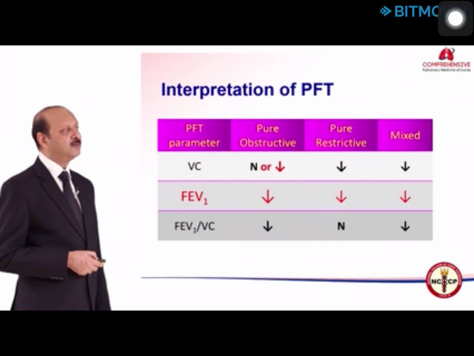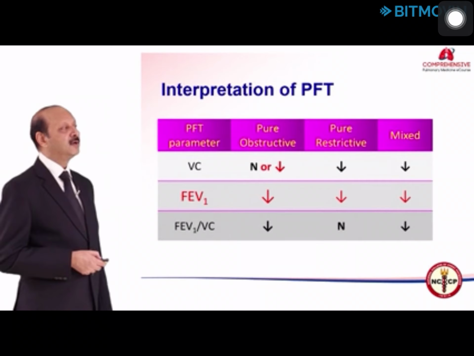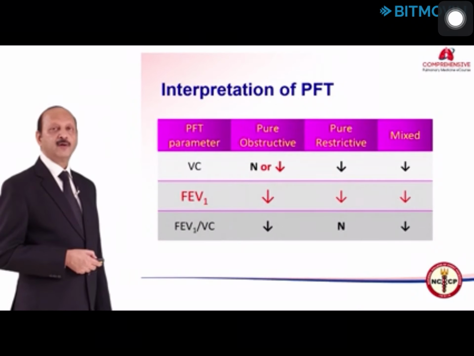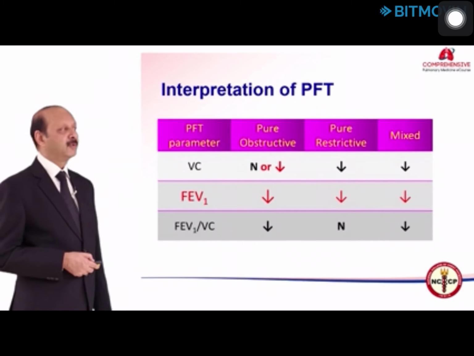Now there is something called impairment of lung function. If you see these values, the various parameters, you find FEV1 is reduced in obstruction, restriction, as well as mixed disorders. So if you just measure the FEV1, you can talk about the impairment of lung function. So nowadays it is said that instead of saying obstruction or restriction, you can even use the words lung function impairment or severity of impairment.